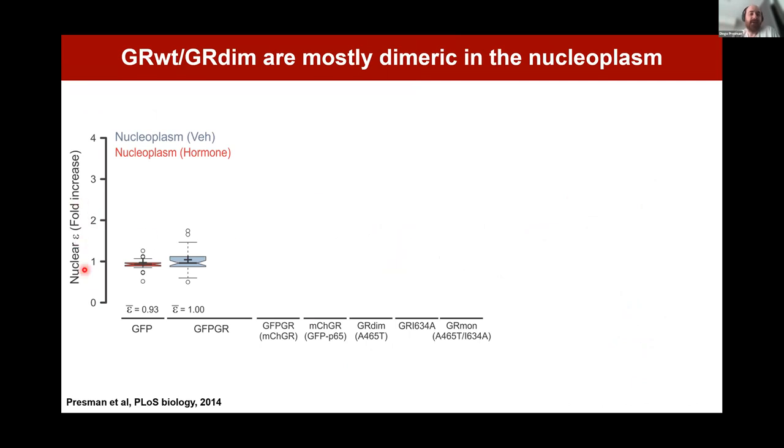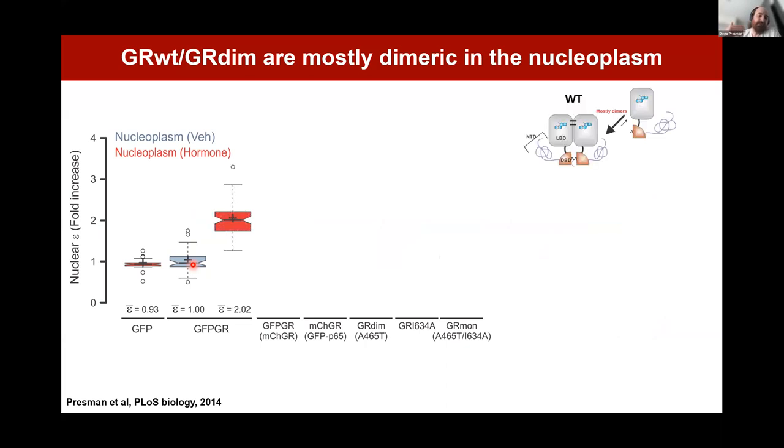Here is, again, the nuclear brightness plotted relative to 1 being the monomer. That's what happens with the receptor in the absence of hormone, which we compare with GFP, which is a monomeric control, and we basically have the same result. Once we activate with hormone, the wild type receptor changes the brightness from 1 to 2. That not only means that GR is dimeric inside the nucleus of living cells, it also means that most of the molecules must be dimeric.